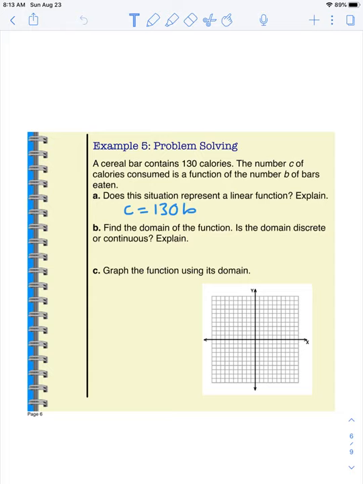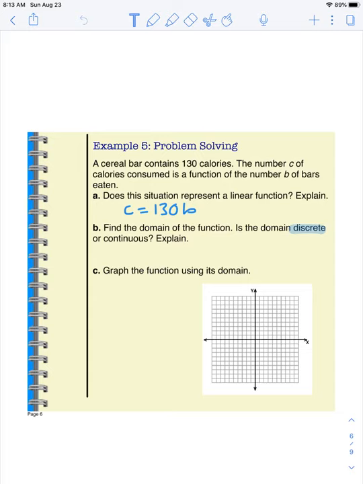You could eat half of a bar. You could take a bite of a bar. So it could be continuous. You could argue for that. But we're going to say it's discrete and say that you can only eat a whole number of bars. So we're going to highlight discrete. Again, you could argue the other way. We're going to say discrete. Graph the function using its domain.